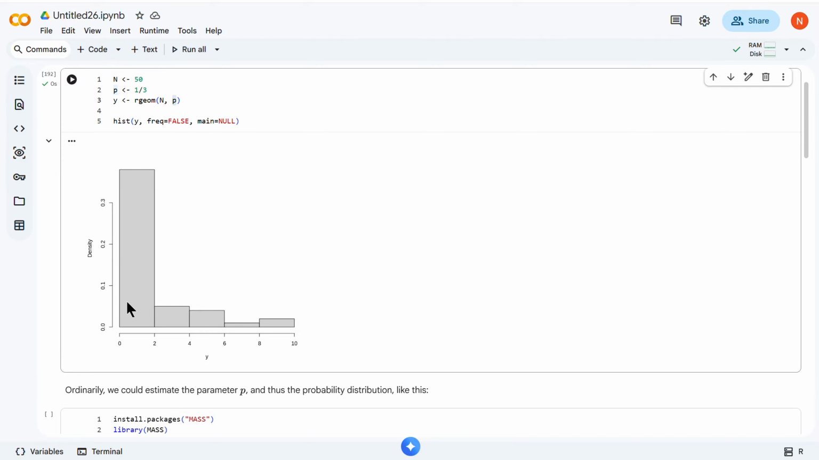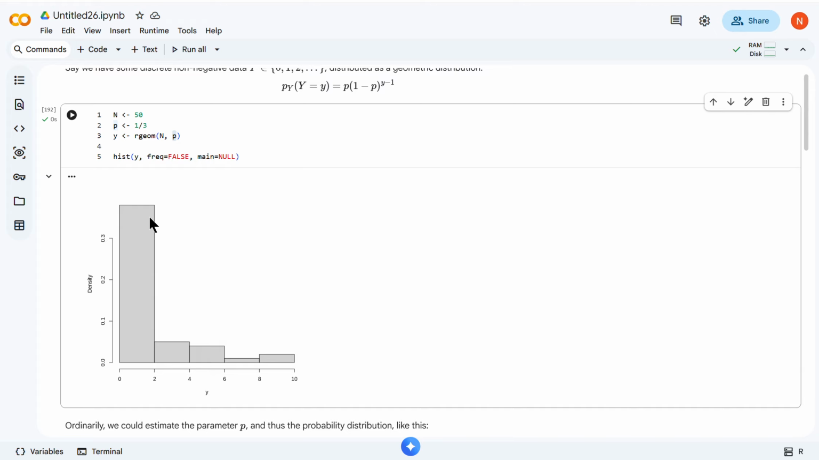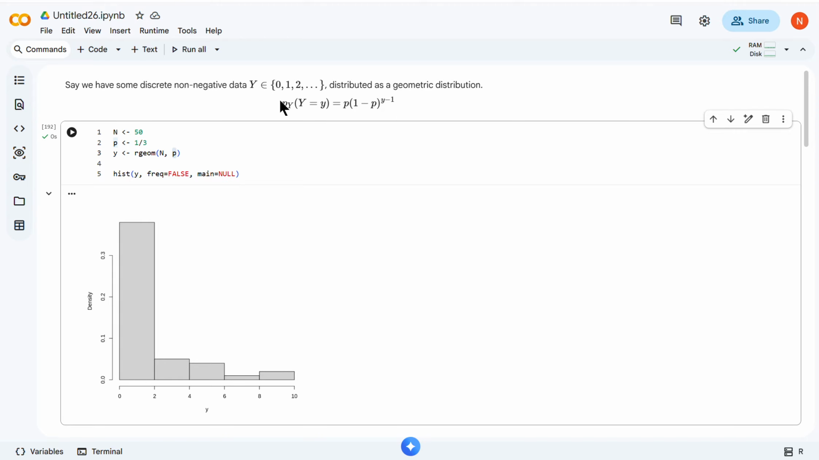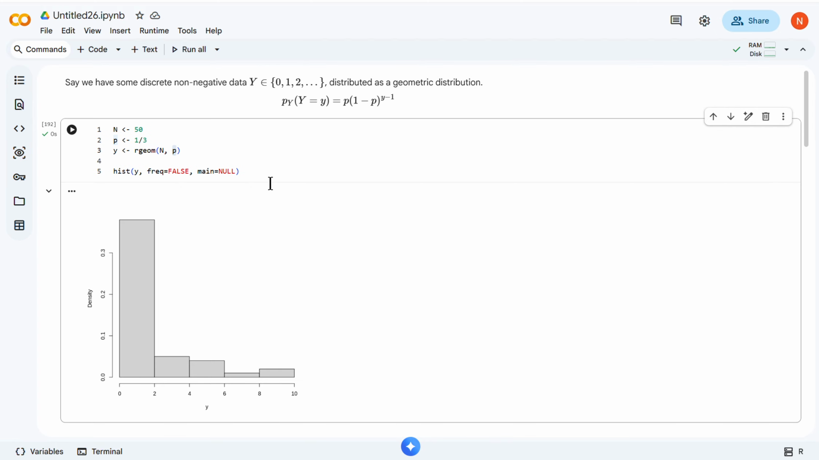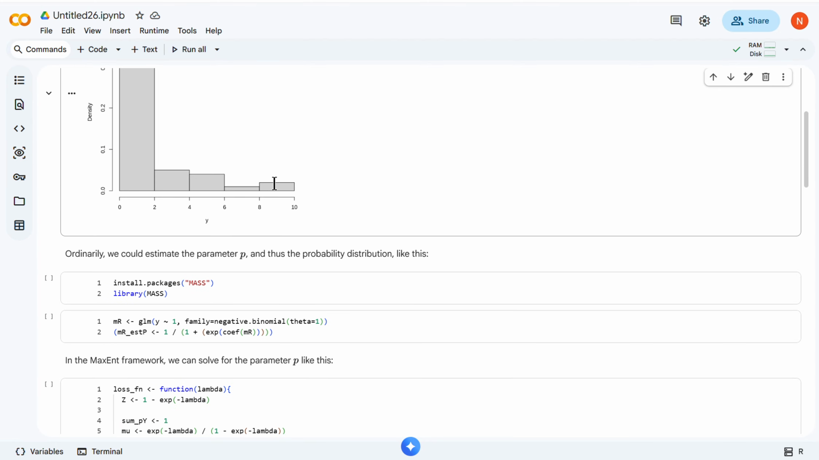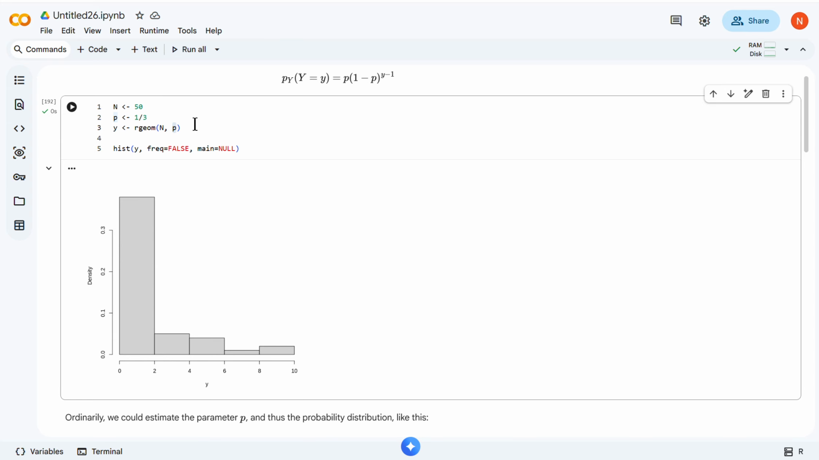Each one of those bars represents some collection of y values, where again y is the number of tails we get before we get heads on this biased coin, so to speak. Now, say that we... okay, so this is not that confusing, but sometimes it's hard to change mindsets here.